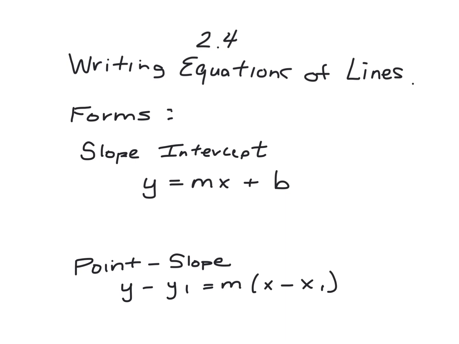One of them is one that you're probably very familiar with, slope-intercept, which is y equals mx plus b. In using this form, the m stands for the slope of the line, and the b stands for the y-intercept of the line, where that line crosses the y-axis.